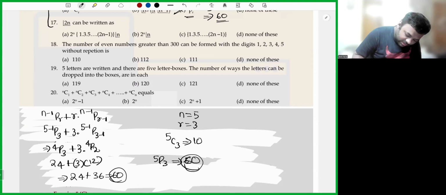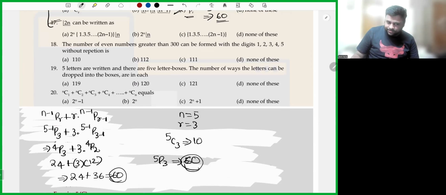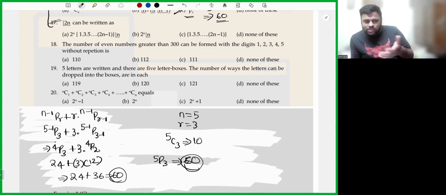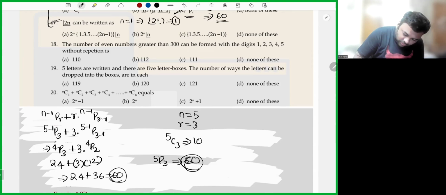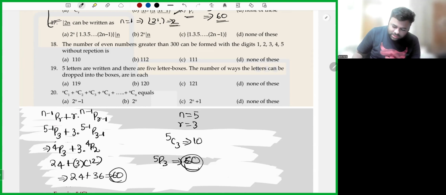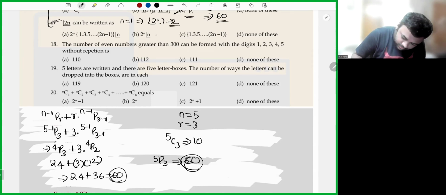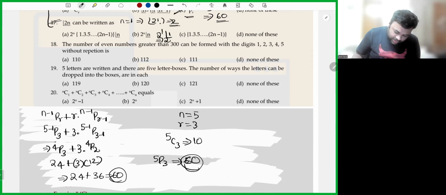Now, question number 17. It's simple. I hope you remember we used to do it in sequence and series. When it is given like this, we'll substitute n equals 1 and check, right? So let's substitute n equals 1 here and check 2 factorial. What is 2 factorial? 2. Let's check in the options where you are getting 2 as the answer. 2 power 1 into 1. Yes, option B is satisfying. 2 power 1 into 1 factorial is 2.